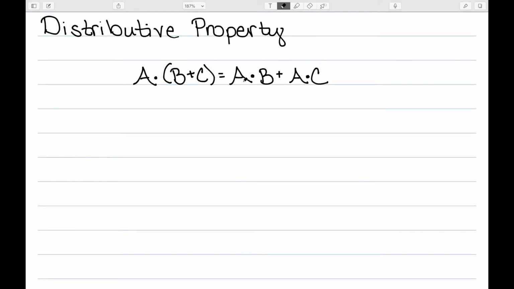And this should be equal to multiplying A and B, multiplying A and C, and adding the result. So let's look at why this might be true.